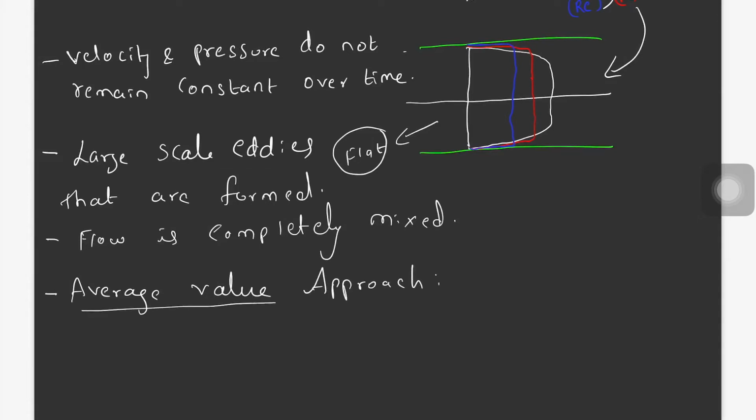What is this average value approach? Say you are riding a car from your home to a certain place that is 10 kilometers away. Right from the moment you start your car, you accelerate, you keep on accelerating. It's not like your velocity stays constant.